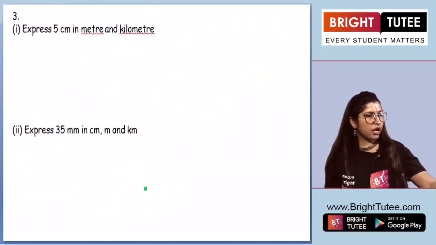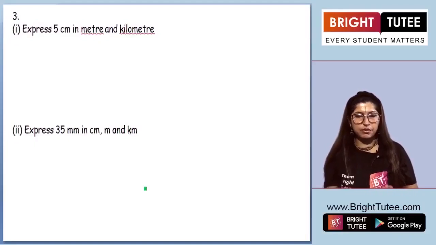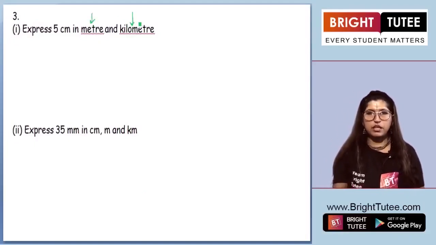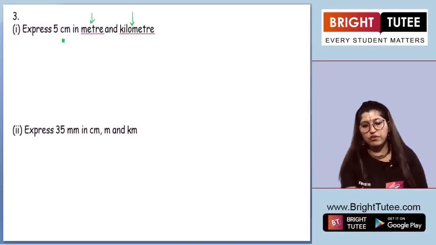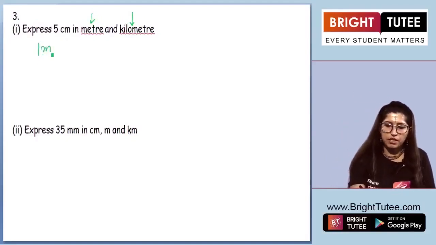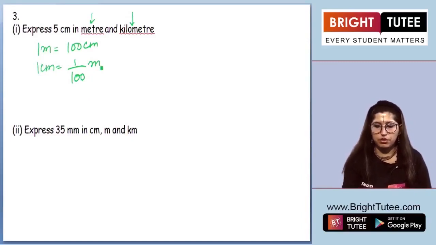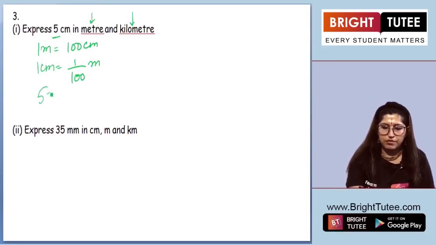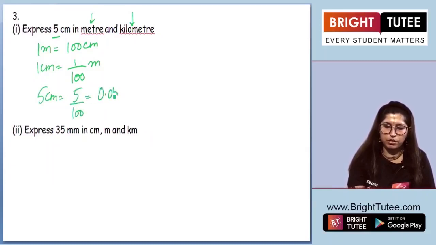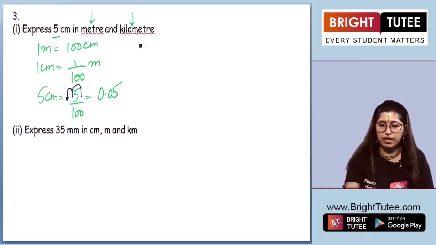Right? Now the next question is, we need to express 5 centimeter in 2 things, in meter and in kilometer. So we know if I'm talking about the relation between meters and centimeter, then 1 meter equals 100 centimeter, which means 1 centimeter equals 1 upon 100 meter. So what about 5 centimeter? 5 centimeter will be 5 upon 100, which is 0.05, as the decimal will be here and we need to shift it 2 places to the left.